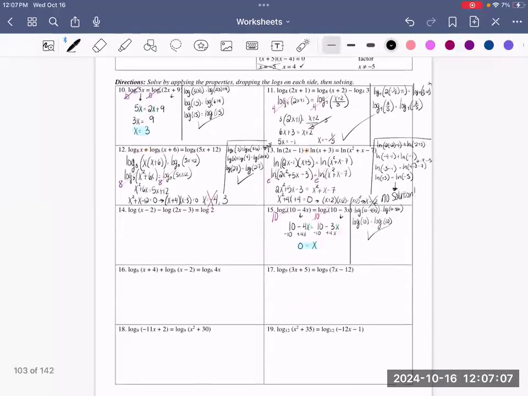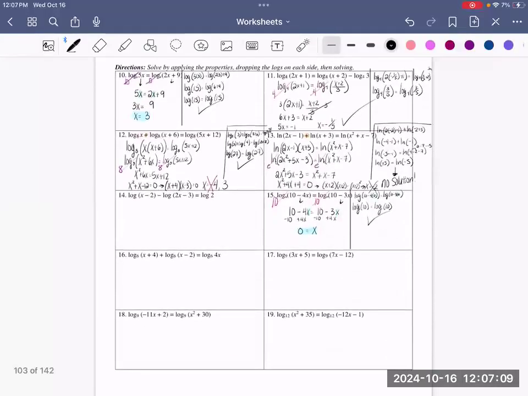Now I'm going to leave the rest for you guys to solve. Again, try to check your solution at each and every turn. And I'll show you the answer key right now.